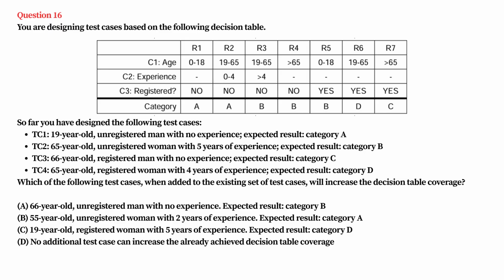Answer D is not correct. The existing test cases cover only 4 out of 7 columns of the decision table. The coverage can be increased by adding test cases that cover yet uncovered columns, that is, R1, R4, and R5.